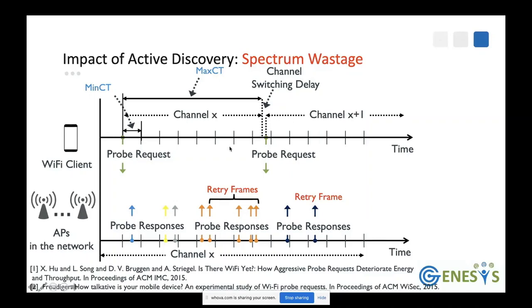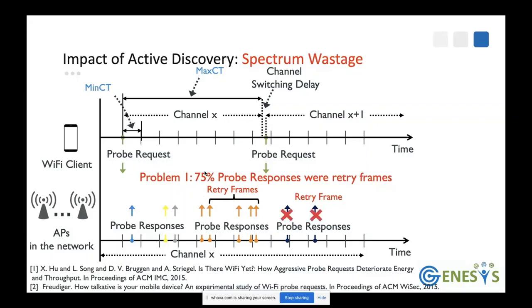As I said earlier, this is the active discovery, and as you can see, there could be multiple retry frames. Now, what are retry frames? Whenever access points send a probe response, they expect that the client will respond back with an acknowledgement. If the AP did not get any acknowledgement, it will simply resend these probe responses, and these are the retry frames. In our captured traffic, we found that around 75% of probe responses were retry frames. Now imagine that these retry frames are trying to congest the network.